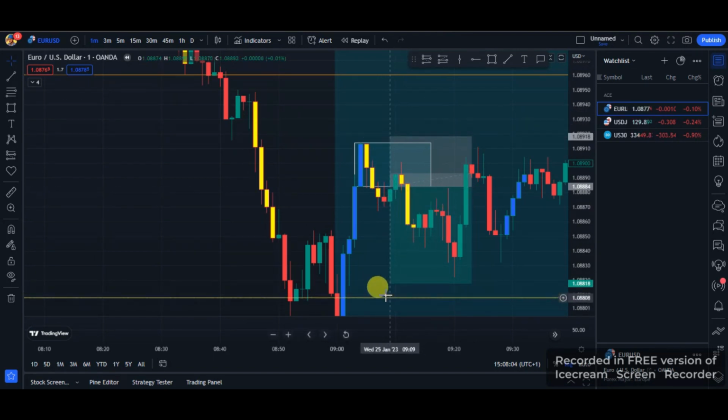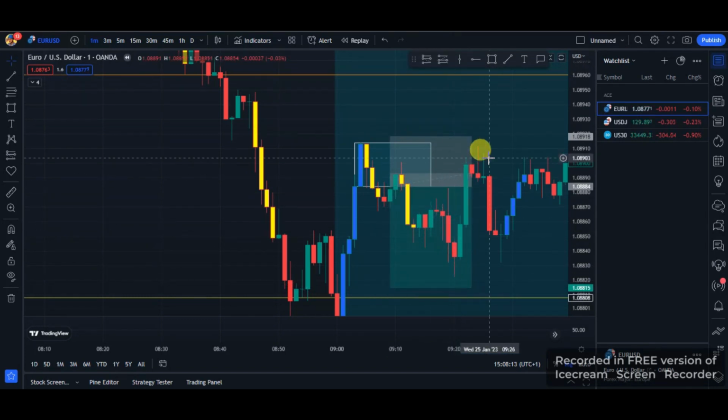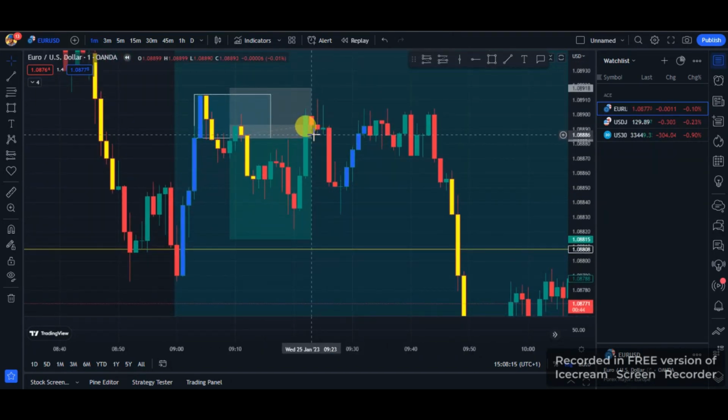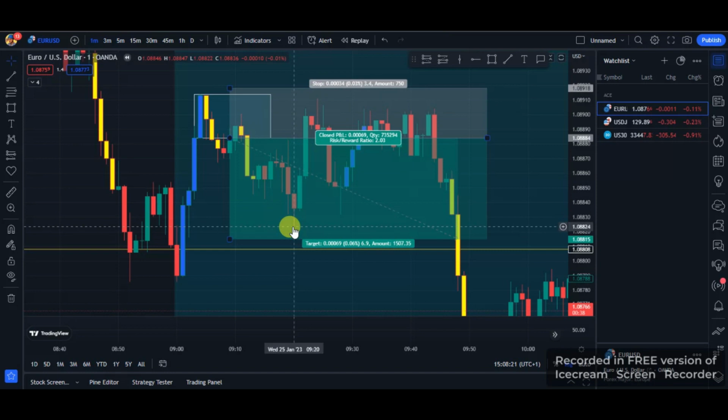So what I like to do for this setup is I like to take a 1 to 1.5, a 1 to 1, a 1 to 2 max. So if you are taking a 1 to 2 on this trade, this would have been a losing trade. Oh no, this wasn't a losing trade. So price came back, almost took us in for a take profit, but clearly retraced back.